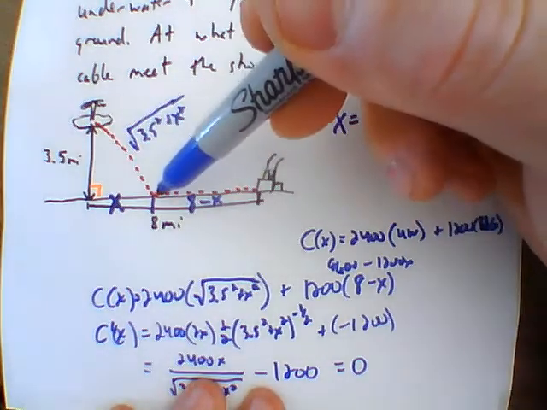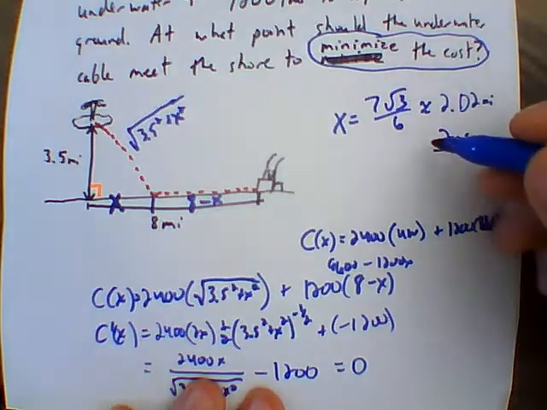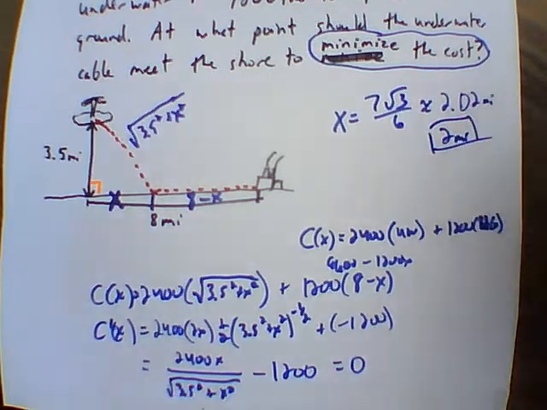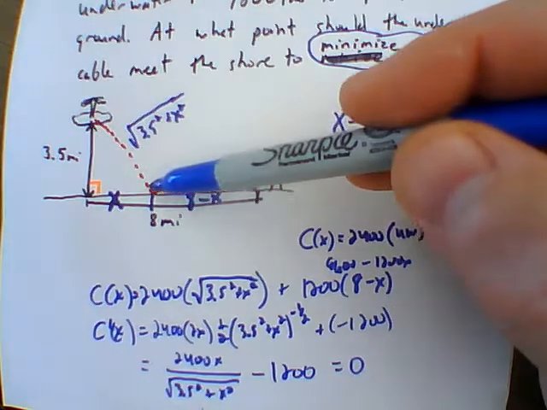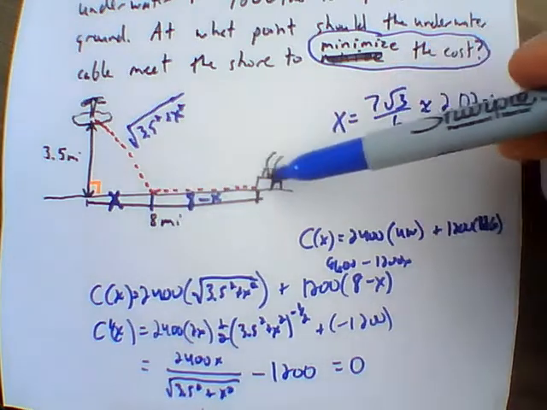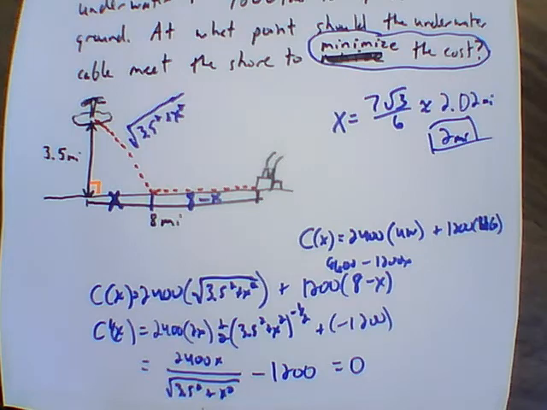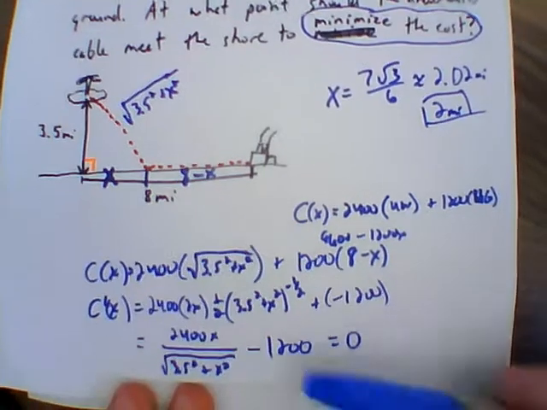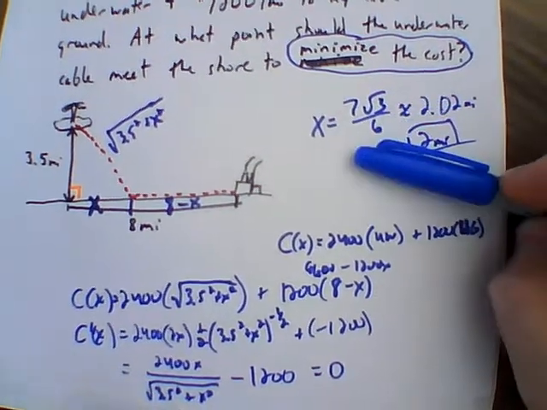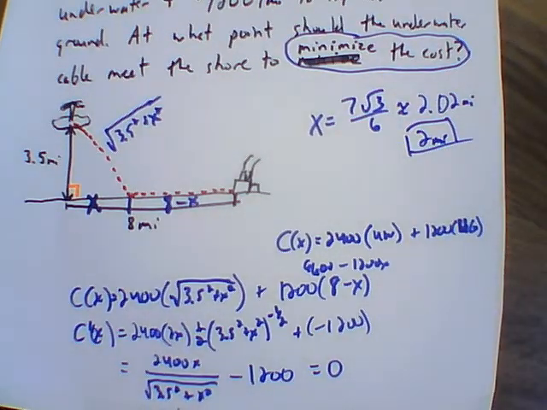Okay, so we're seeing that x is the distance right here. So at 2 miles from the station, this underwater cable should reach the shore, and then they should go 6 miles right here. And that should minimize the cost of this. Once again, the solving here, I just did that to save you some time.